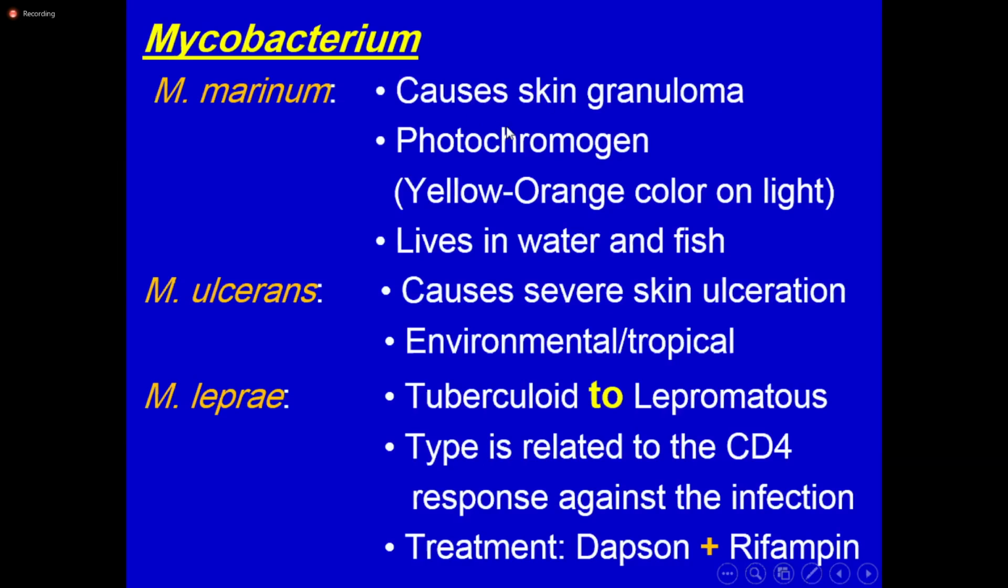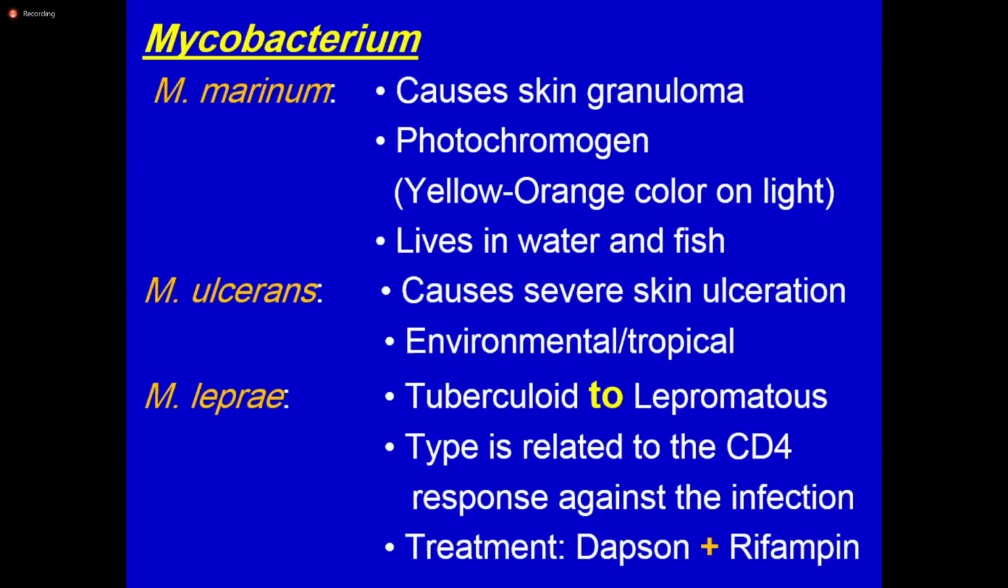They are photochromogene mycobacteria. What is the meaning of photochromogene? When you expose the culture to light, for example, like sunlight or special light in the laboratory, they produce yellow, orange color on light. That is why they are called photo, it means light, photochromogene. They change their color to yellow, orange.